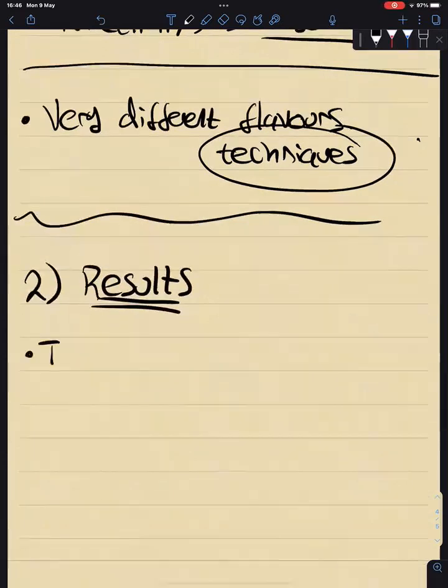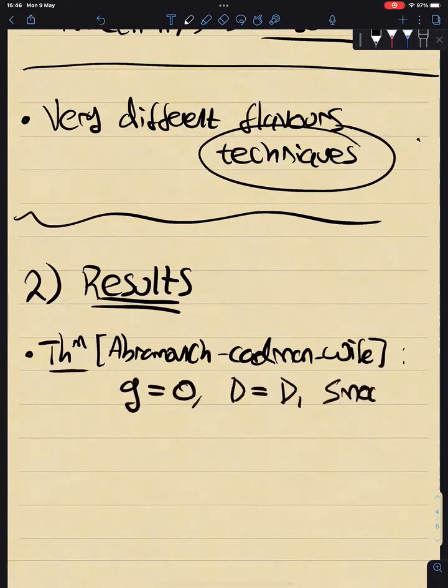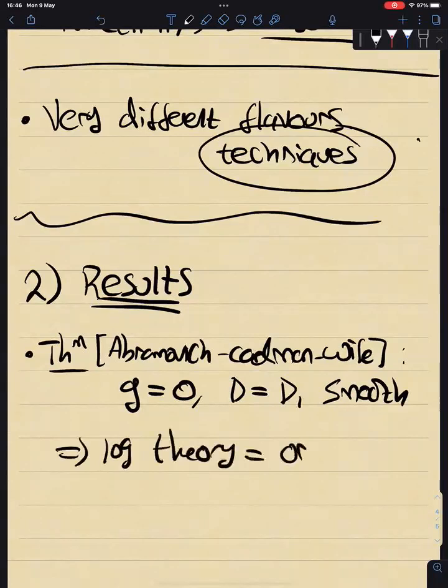Okay, so here's a theorem from about 5 to 10 years ago, due to Abramovich, Cadman and Wise. The theorem says that if I work in genus 0, and crucially, if I assume that my divisor is smooth, then the invariants just coincide on the nose. So the log theory equals the Orbifold theory. This is a very satisfying result, and it's useful for various things.